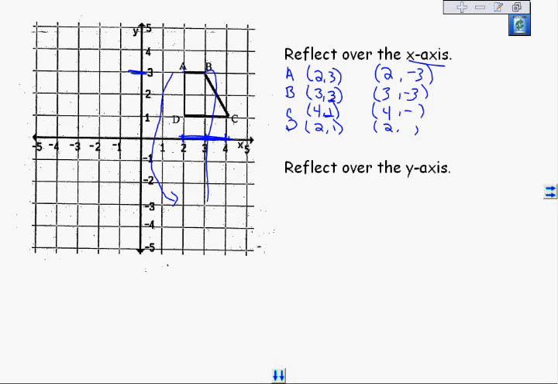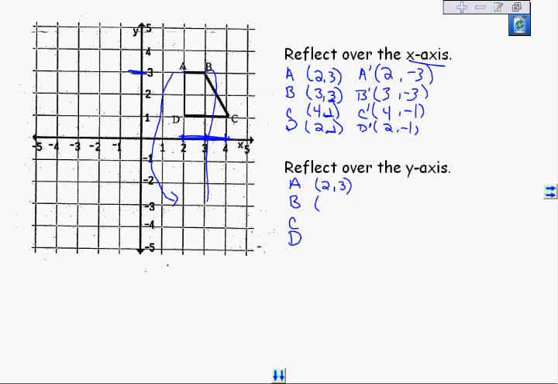This one's not going to be at the 1. It's going to be at the -1. This one's not going to be at the 1. It's going to be at the -1. So here you have your new coordinates. Don't forget to put prime since it's the new one. It's reflected.